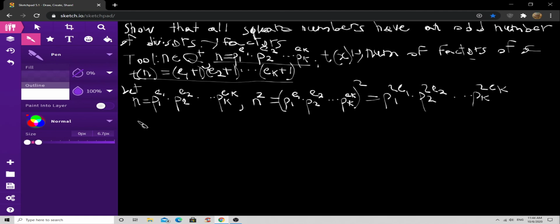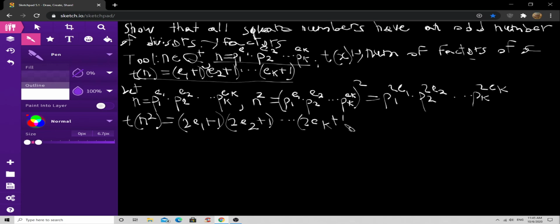And again, we can use this definition here to find the number of factors of the square number n squared. So we defined t of n squared as (2e1 plus 1) times (2e2 plus 1) all the way to (2ek plus 1). Okay? And notice that this is just the form of an odd number.